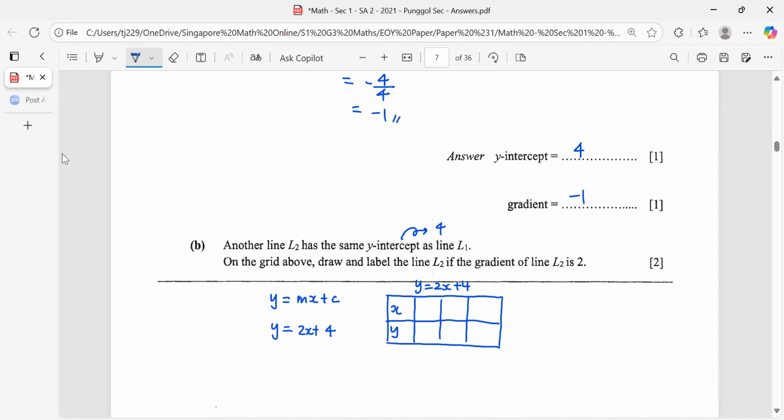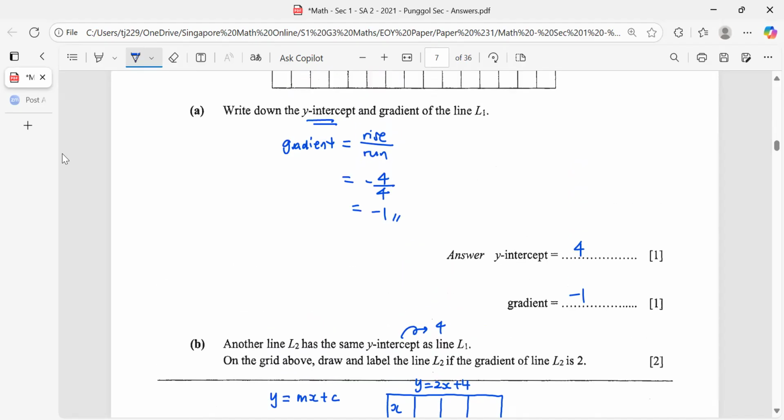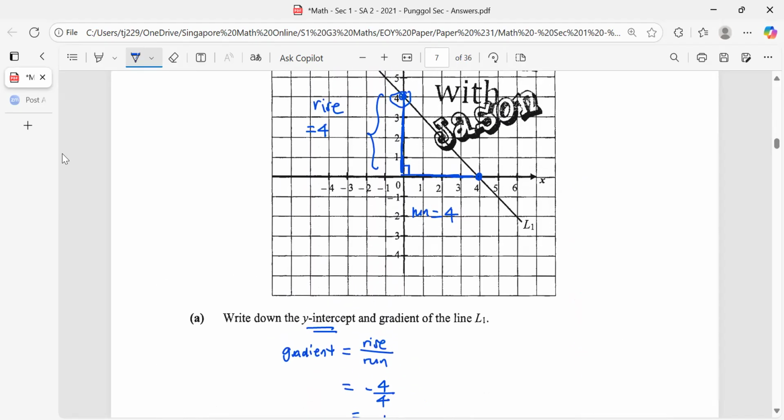Let's see what would be good values of x that we can put down. You can see that x ranges from -4 to 6. So what I'm going to do is choose values of x that are not too big, not too small, perhaps easy to calculate. I'm going to choose -1, 0, and 1. Okay.